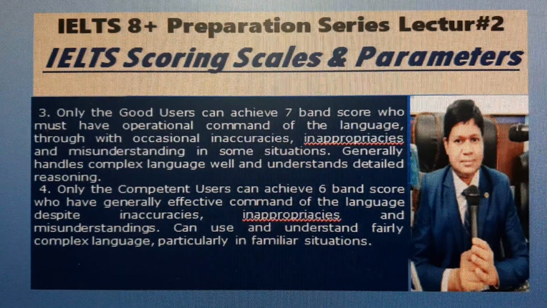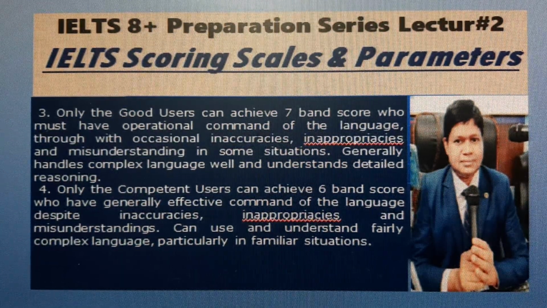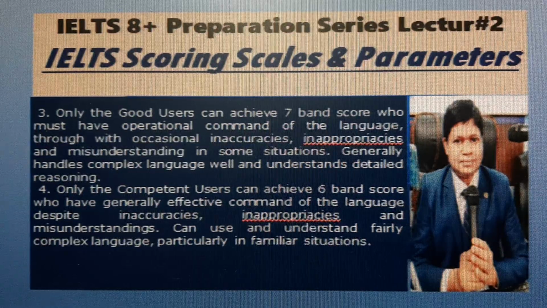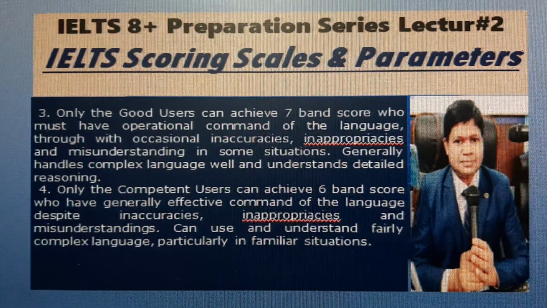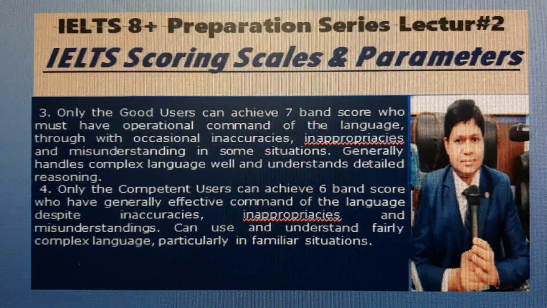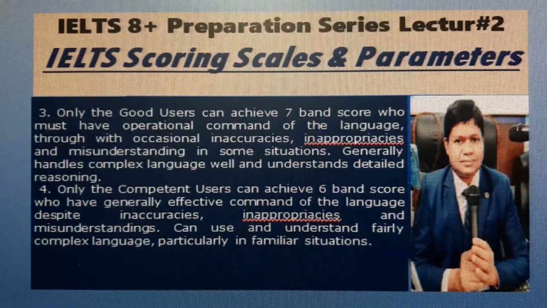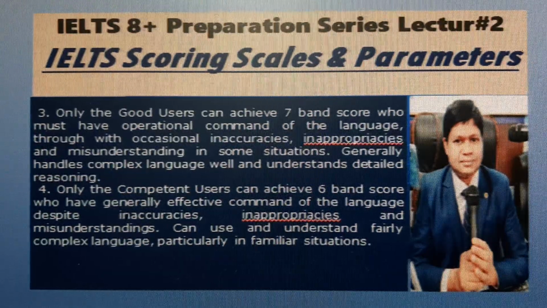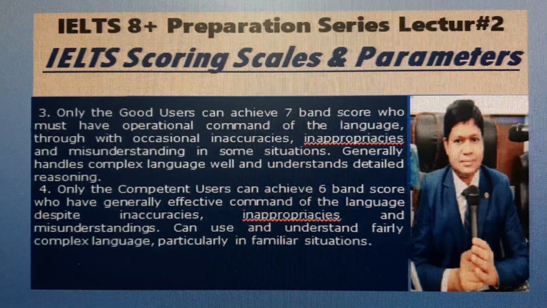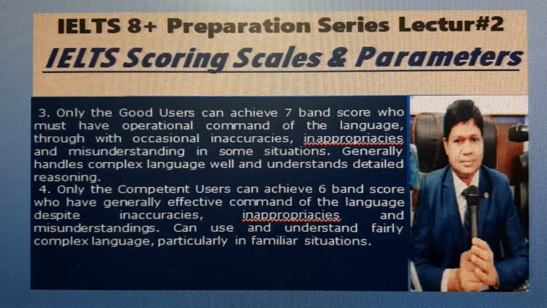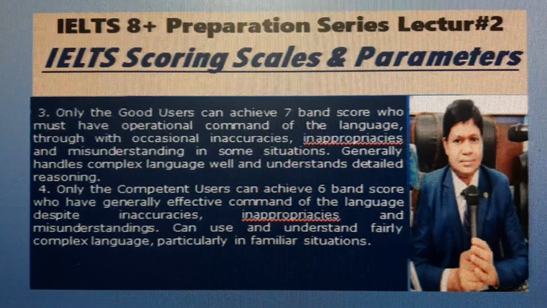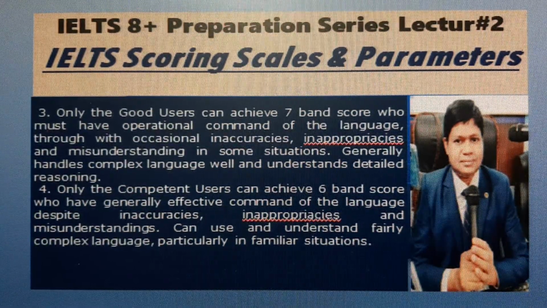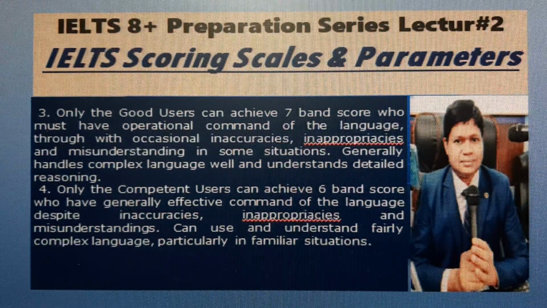Now, I will be discussing the IELTS band score scale and parameters table. Let's begin. The IELTS 9 bands and their descriptive statements are as follows. Number 1. Score 9 band. User type: expert user. Experience required: has fully operational command of the language, appropriate, accurate, and fluent with complete understanding.